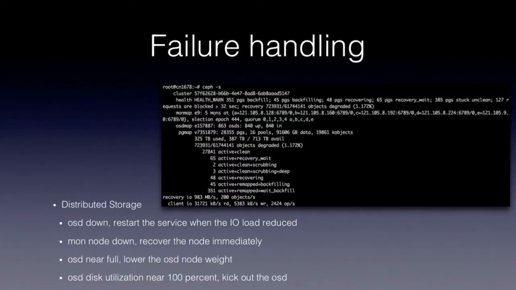For distributed storage, there are 4 parts. If OSD is down, we should restart the service when the I/O load is reduced. And if a monitor node is down, we should recover the node immediately. And if OSD is near full, we should lower the OSD node weight. And last, if OSD disk utilization is near 100%, we should kick out the OSD. As we said before, the last 2 items are the most important items.